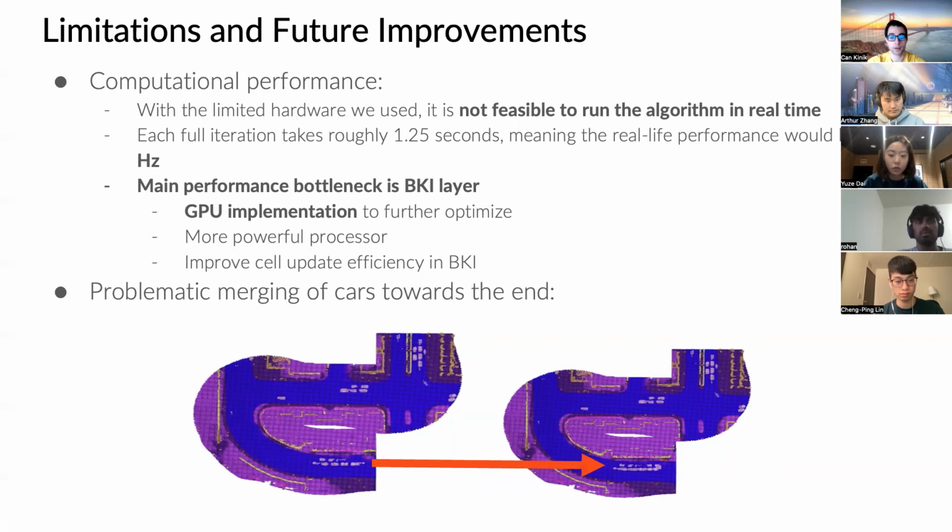We also saw erroneous traces of cars towards the end, and this can be attributed to the neural network getting overly confident. A possible improvement would be to not rely on the predictions, but to rather account for the uncertainty in the BKI layer.